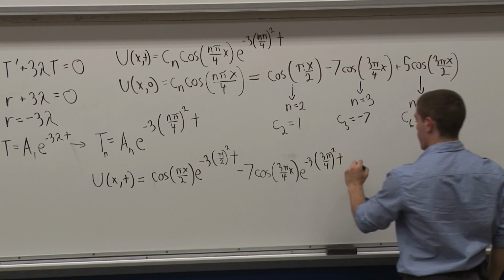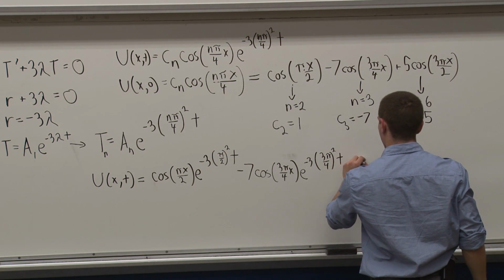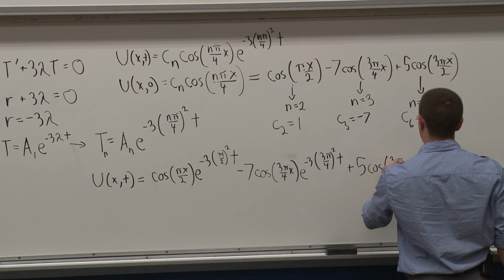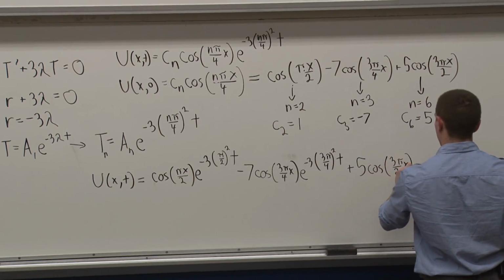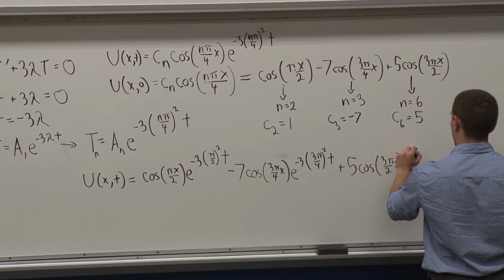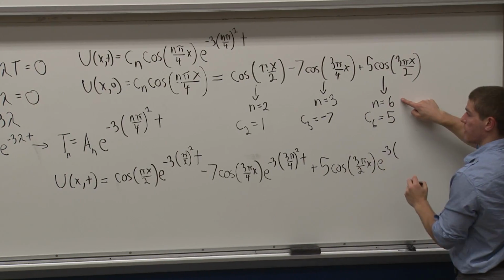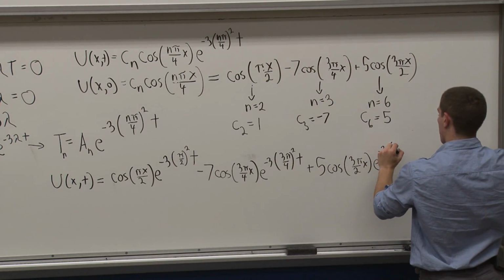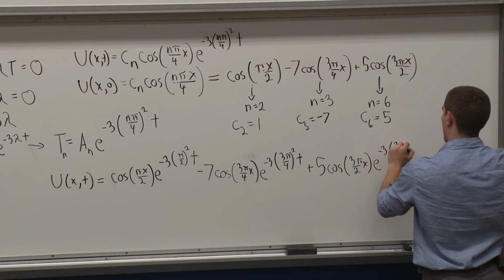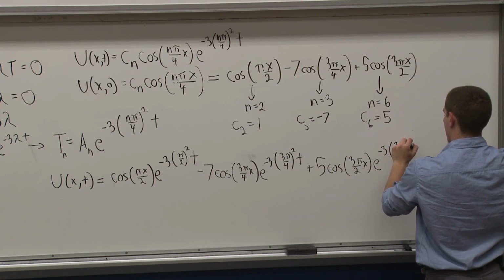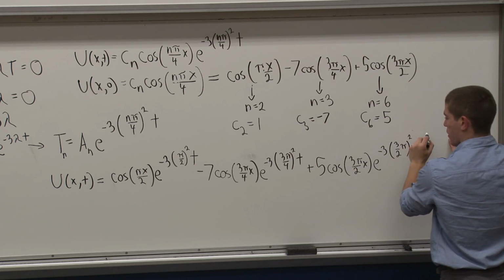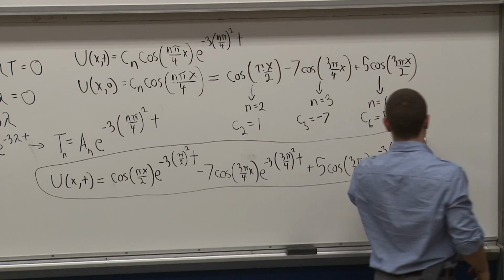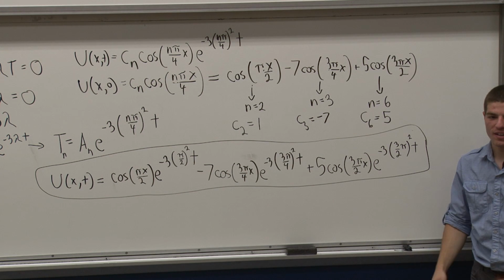And then our last term is going to be plus 5 cosine 3 pi over 2 x e to the negative 3. Since n is equal to 6 here, 6 over 4 pi and the whole thing squared, which is going to be 3 over 2 pi squared t. And bada bing, bada boom, this is your entire answer. All right, that's it. Are there any questions now?